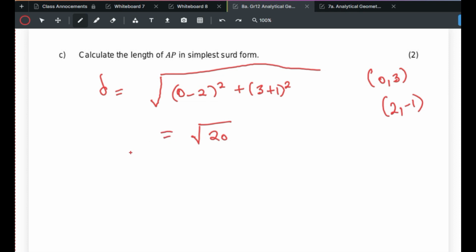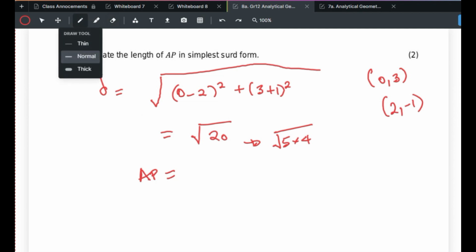So therefore, we could say that our AP would be 5 root 2. No, I got it wrong. It's 2 root 5. The root of 20 is root 4 times root 5, and the root of 4 is pure 2. Exactly.